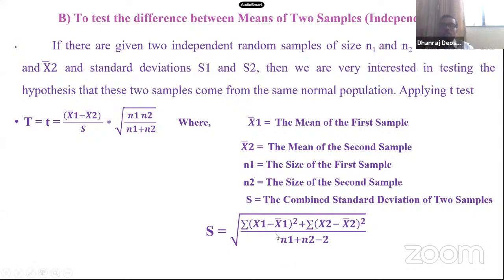So in the first part, sum of (x1 minus x1 bar) whole square, plus for the second sample sum of (x2 minus x2 bar) square, divided by the degrees of freedom, that is n1, the first sample size, plus n2, the second sample size, minus 2, due to having two samples instead of n minus 1. So under t-test, degrees of freedom is n minus 1, but here two samples are there. So n1 plus n2, due to two samples we have to deduct 2 and nothing else.